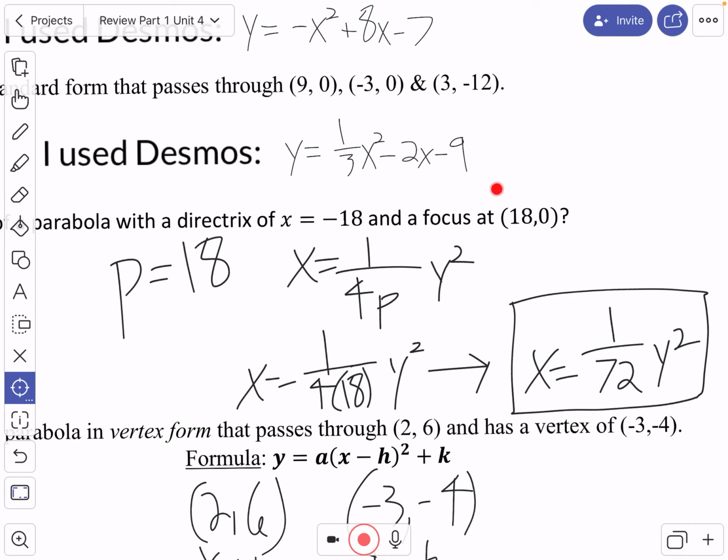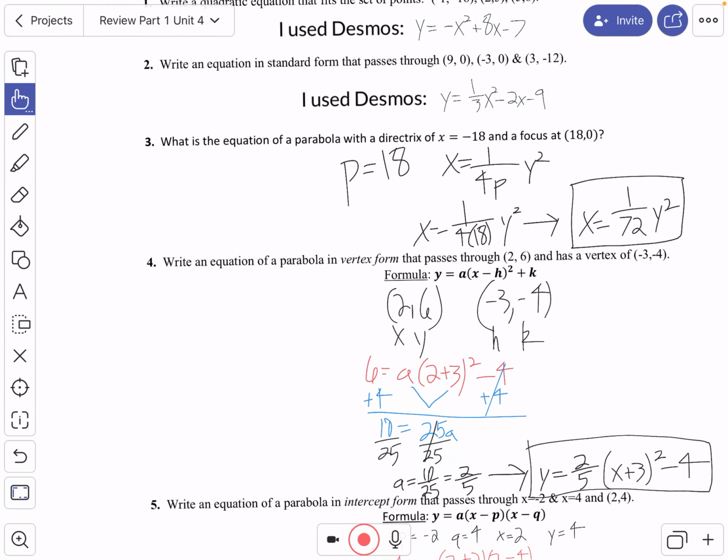But because this is x equals and your focus is in the x coordinate, that means your equation will be x equals as well. So this will be your formula. The only way this formula could change is your x's and y's would flip. And then if that happened, then the focus would be in the y coordinate and you'd have a y equals directrix. But yeah, just plug 18 into this formula right here, and 4 times 18 is 72. So that's how I got my equation of x equals 1 over 72 y squared. I believe this was the 3.3 notes, if I'm not mistaken.